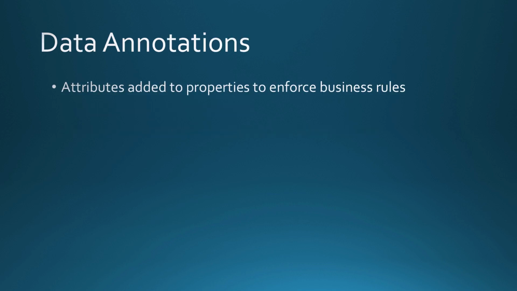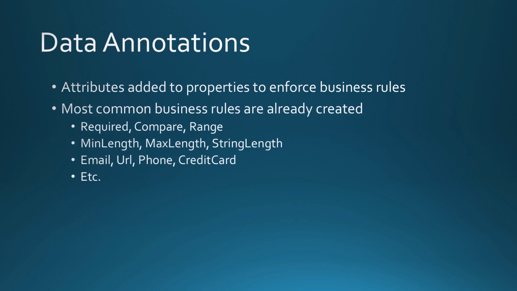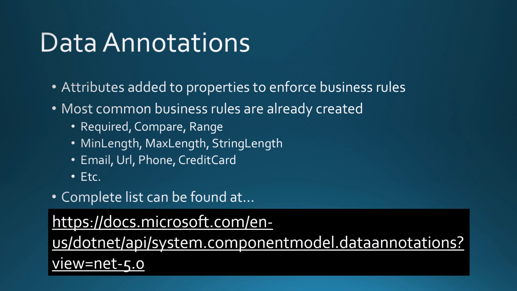Data annotations are simply attributes that are added to properties to enforce business rules. And you'll find that Microsoft has given us the most common business rule attributes, such as required, compare, you want to compare one property against another, range, min length, max length, string length, email, URL, phone, credit card, and there's a lot of other ones that you can find at this link right here.